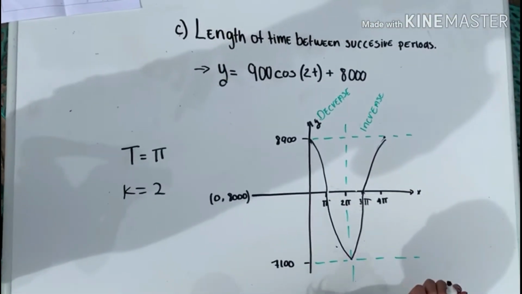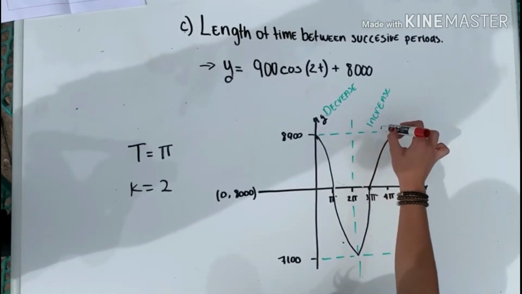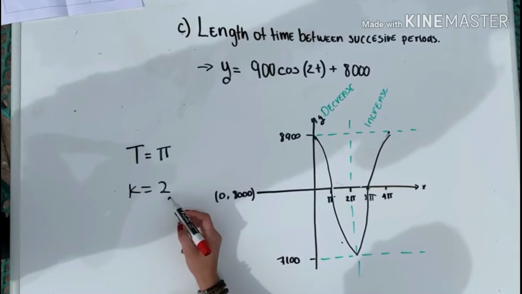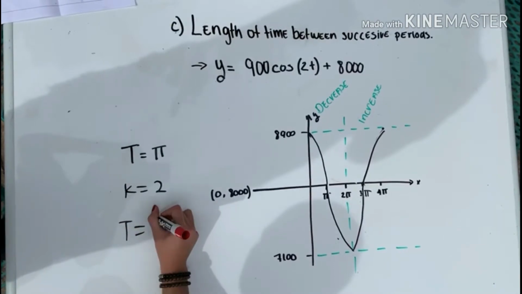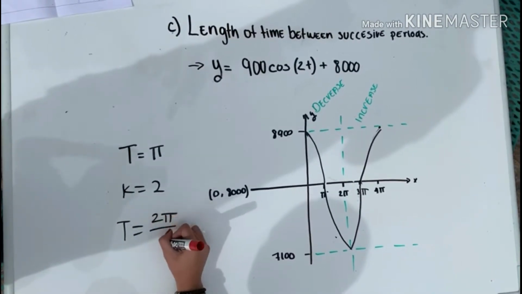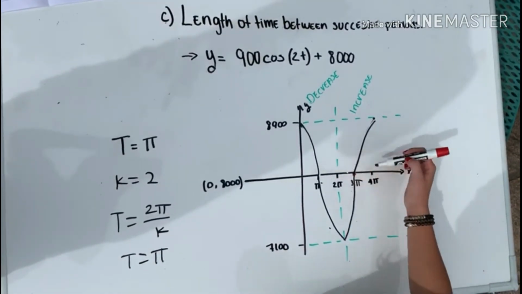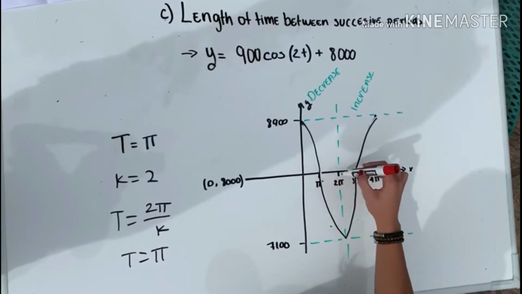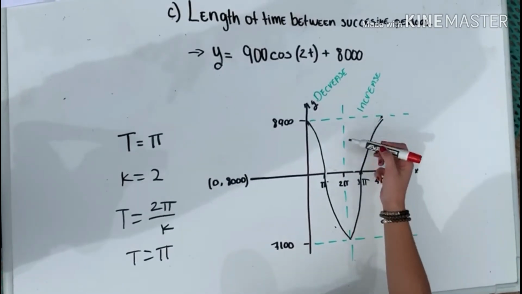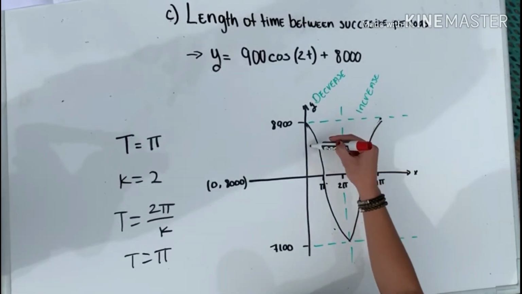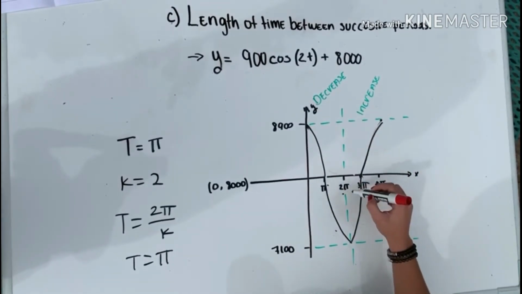Okay, the last question we were asked is the length of the time between the successive periods, which is from here to here. So k is equal to 2, and T, which represents the period, is equal to π, because the formula for T is 2π over k, which means that it is π. Here the amplitude between the decrease and the increase is 2π, but as we divided the graph in half, from here to here are the animals that decrease, and here are the ones that increase, and from here to here is equal to π.